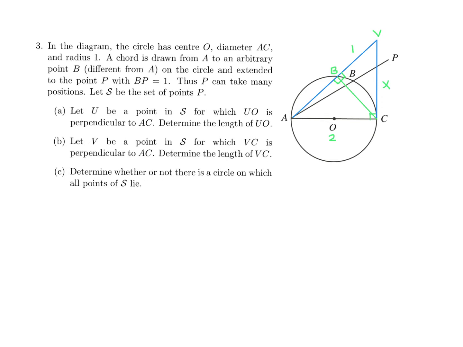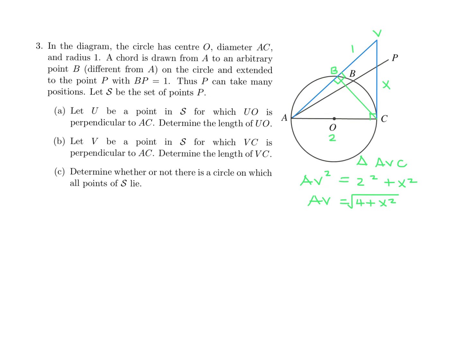Okay, so let's use Pythagoras. AV squared is equal to 2 squared plus x squared in triangle AVC. So that means AV is equal to the square root of 4 plus x squared.